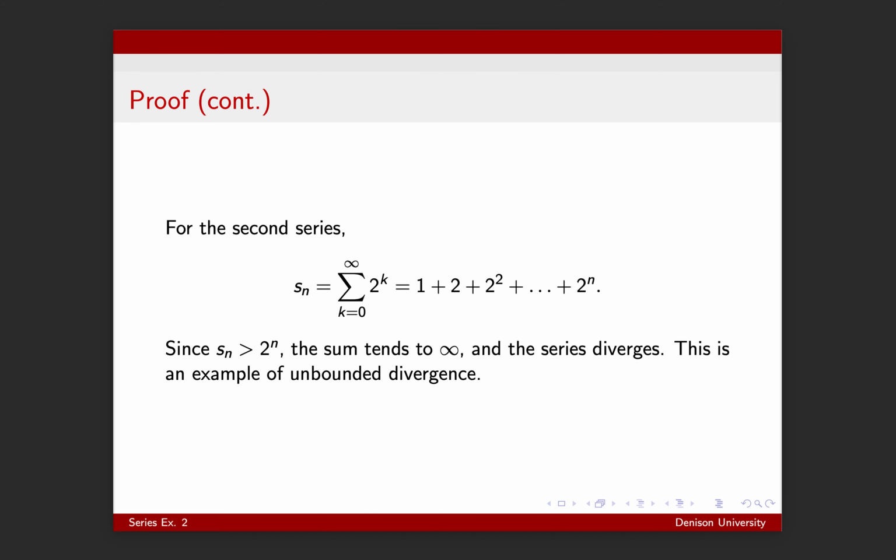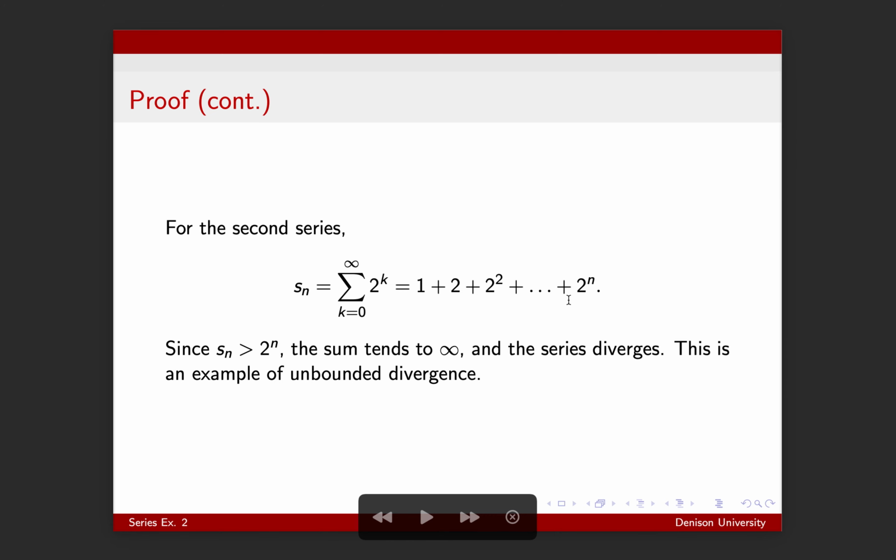So for the second series, we have that the partial sum equals 1 plus 2 plus 2 squared plus up to 2^n. So since the partial sum is greater than 2^n, we can confirm that. So this partial sum equals all of this, whereas 2^n is just this. So since 2^n is included in the partial sum, and the partial sum includes all these other elements, the partial sum is greater than 2^n. The sum tends to infinity and the series diverges.